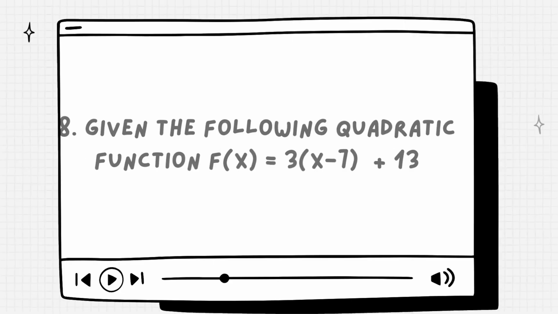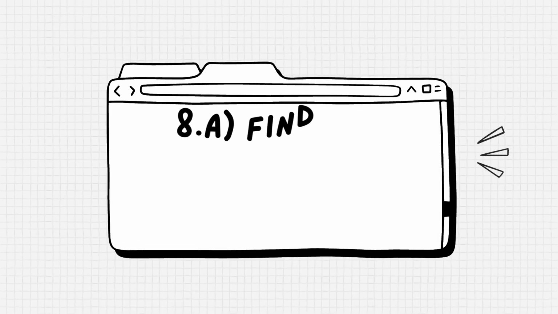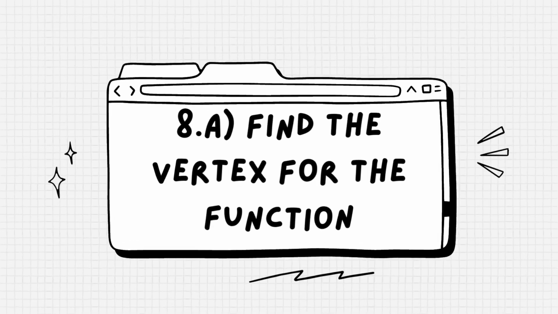x-intercepts. Per the chapter, the information before we read the question is given the following quadratic function f(x) equals 3(x minus 7)^2 plus 30. Let's move on to the question. This question wants to find the vertex for the function.